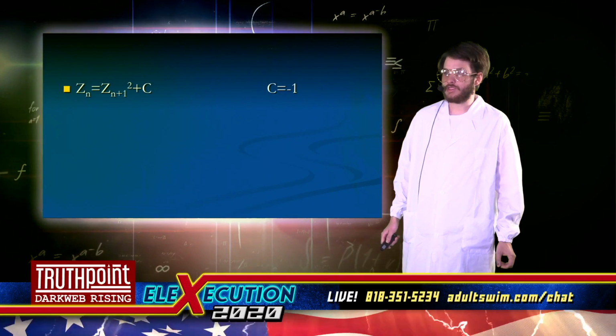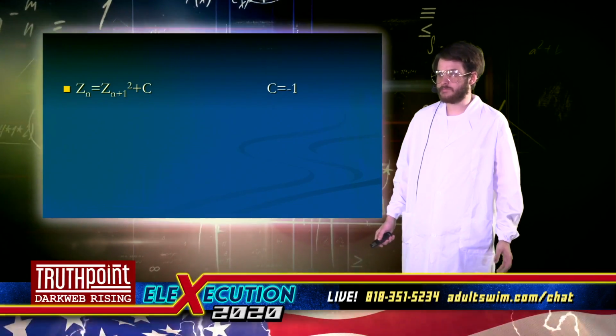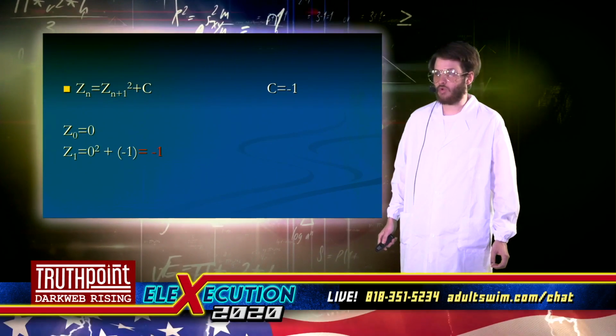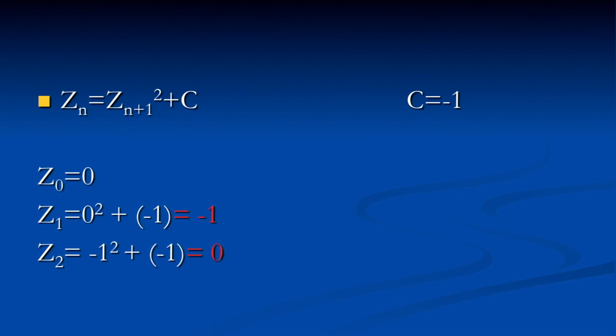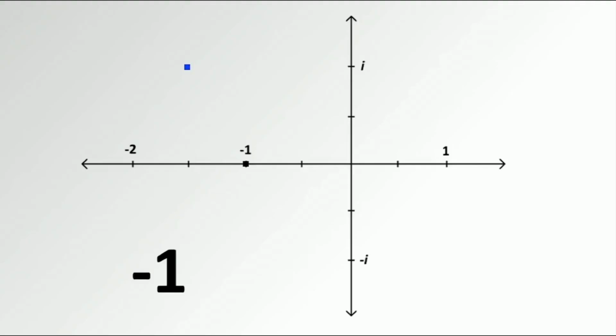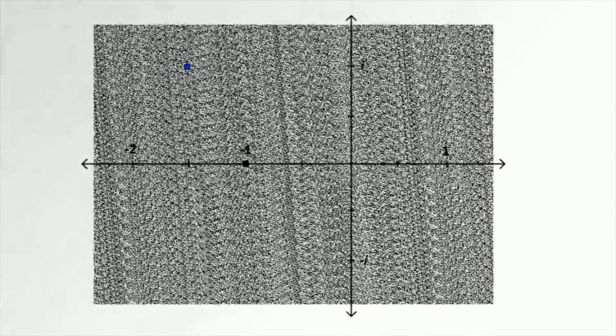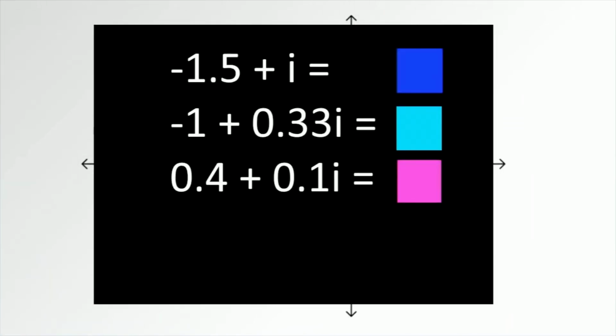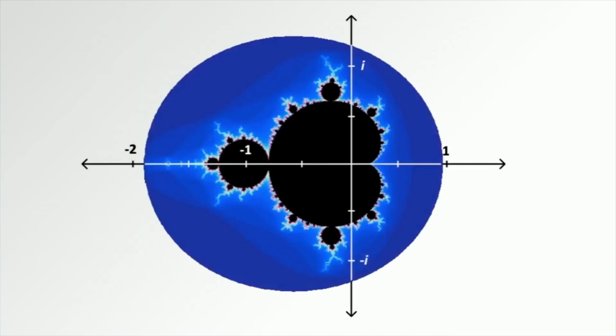Okay, so let's try a different number, like -1. Z sub 0 equals 0, z sub 1 equals -1, z sub 2 equals 0, and z sub 3 equals -1, and if you look at it here, you might see that we're going in a loop, which means that it is in the set, and so we're going to color that black. So if we do this with every single number, and we color it differently based on how fast it grows, and we color numbers that are in the set black, we end up with this shape. Isn't that interesting?